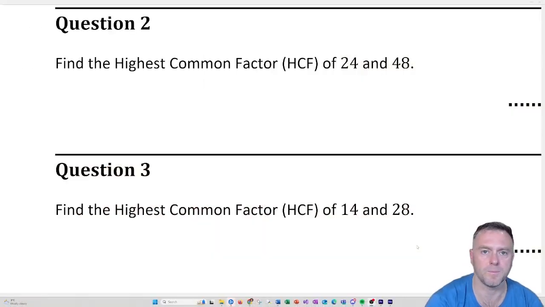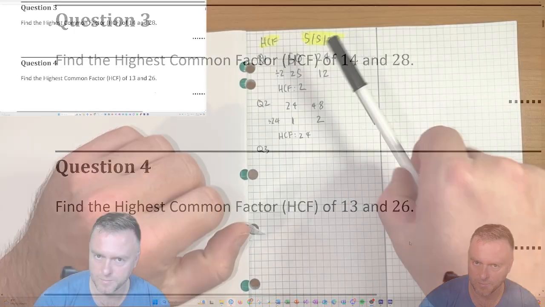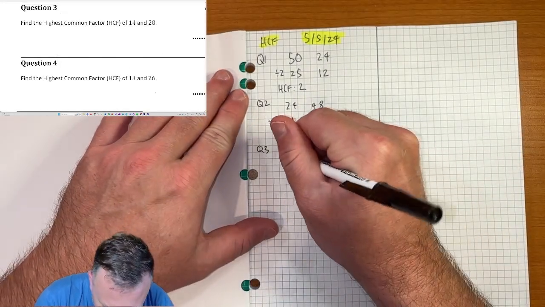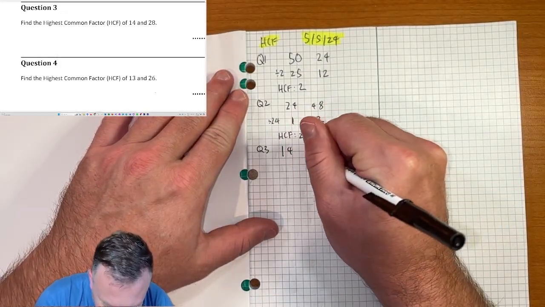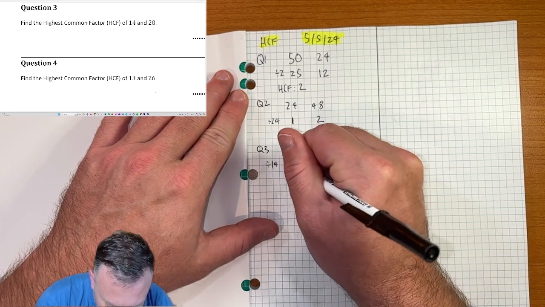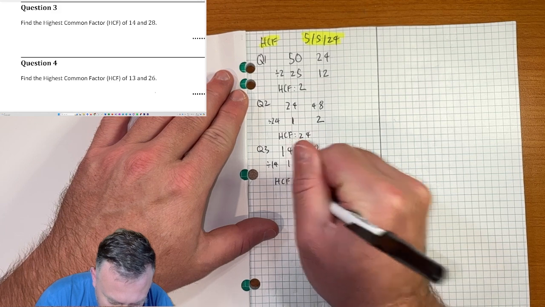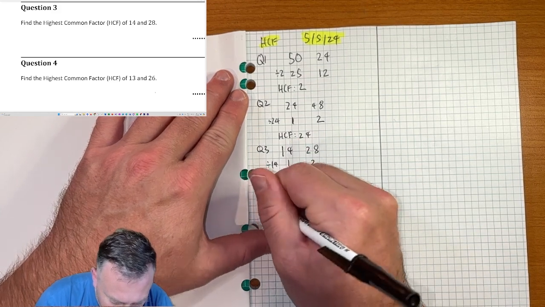Question 3. Highest common factor of 14 and 28. So I'm going to write those two down. So we've got 14 and then 28. I can divide them both by 14, which gives me 1 and 2. So highest common factor in this case is just going to be 14.